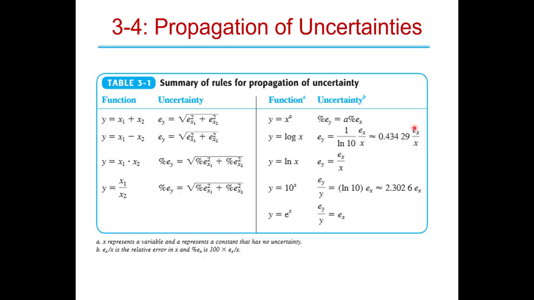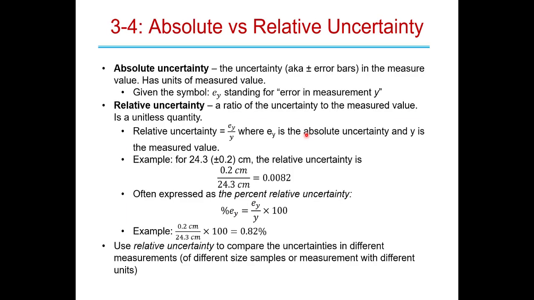Okay, so this thing right here is actually what we call a relative uncertainty, which I'll talk about in the next slide. But anyway, you get the idea. Here's some other formulas of common things that we might use when we're calculating relative uncertainties. Now what we want to look at is that difference between absolute and relative uncertainty.